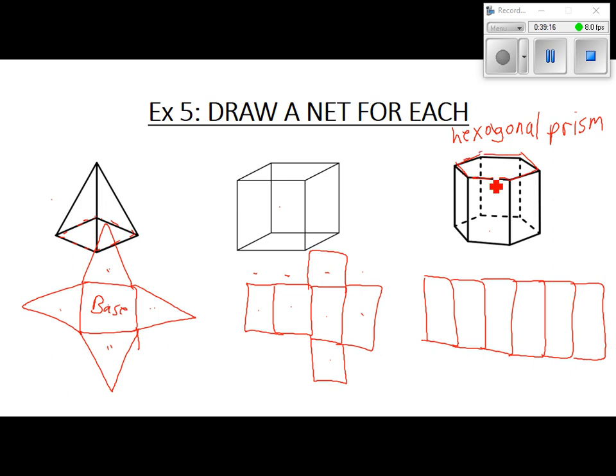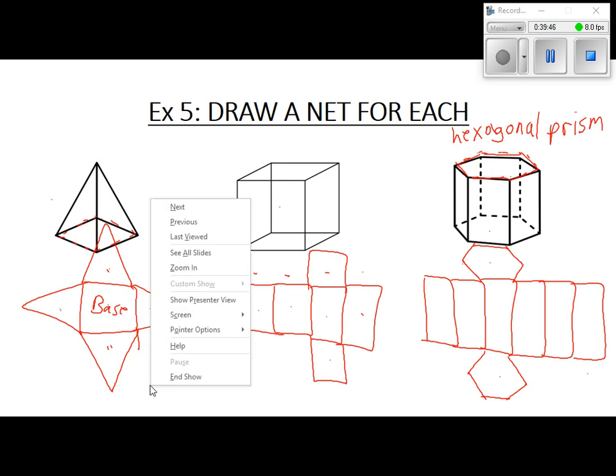If our hexagon here is a regular hexagon, then they would all be the same. Well, then we're just going to have a hexagon on each side. And it looks something like that. And again, you could have put one hexagon there and this other one could have been over here or something. Doesn't make any difference as long as one's on one side of the 6 rectangles and one's on the other side. Those are our nets.